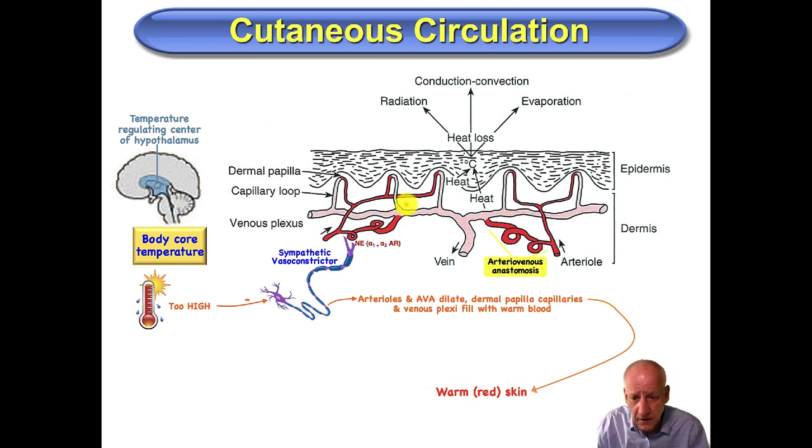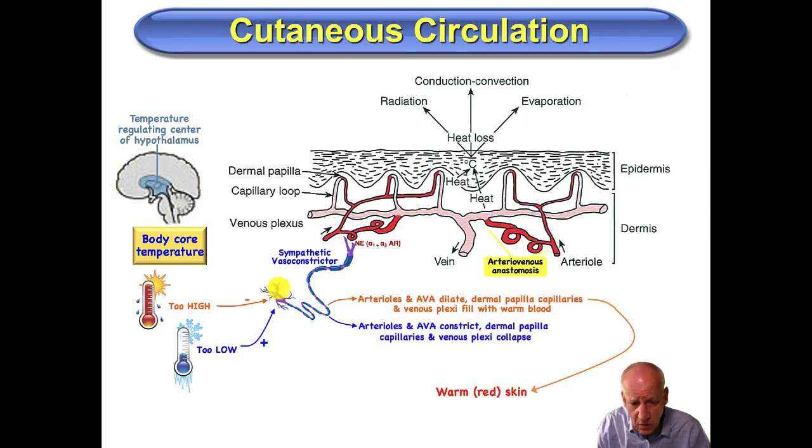On the other hand, if the body core temperature or a region of the skin is too low, the hypothalamus will excite these sympathetic vasoconstrictor fibers projecting to the skin, and the increased release of the neurotransmitter norepinephrine will act on these alpha adrenergic receptors on the arterioles of the venous plexus and the dermal papilla, causing constriction. The flow of warm blood will be diverted away from the skin surface, helping the body retain core heat. And the loss of blood flow will cause the skin to become cool and pale.